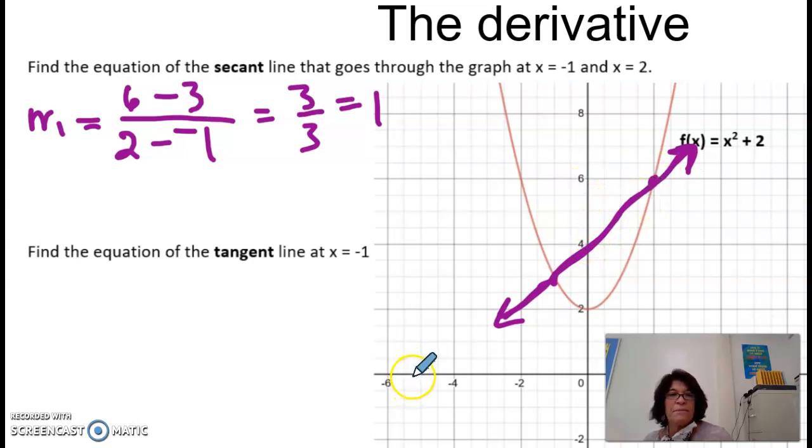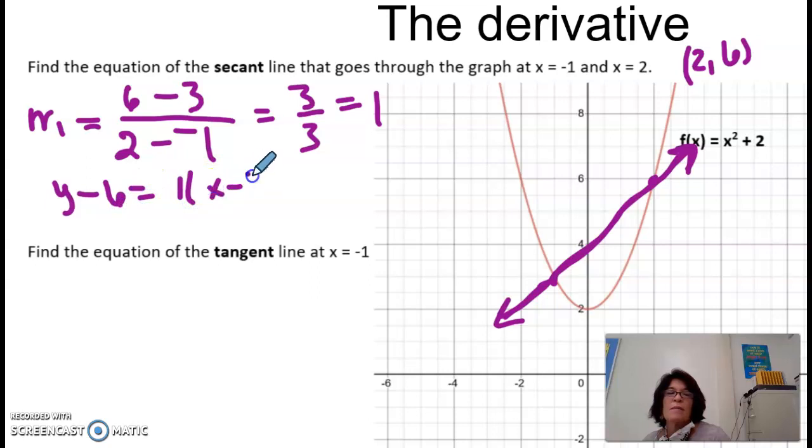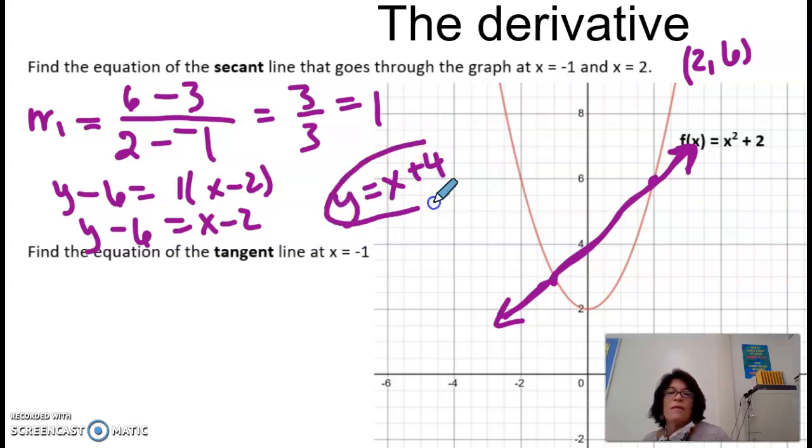Okay, so the y-intercept looks like it's 4. If I'm not sure, I might use the point (2, 6) and point-slope form: y minus 6 equals slope times x minus 2, so y minus 6 equals x minus 2. If I add 6 to the other side, I get y equals x plus 4. Okay, that's the equation of the secant line.